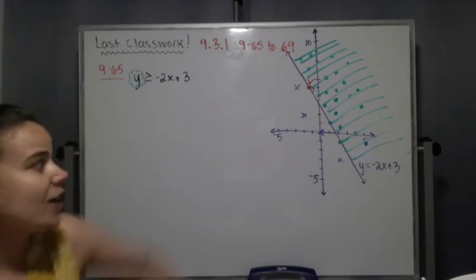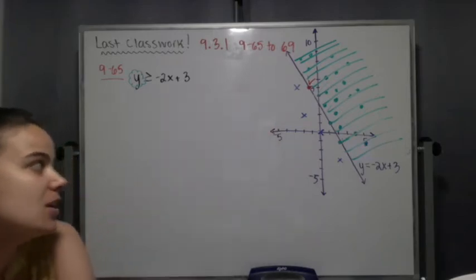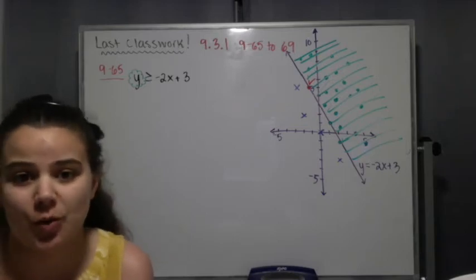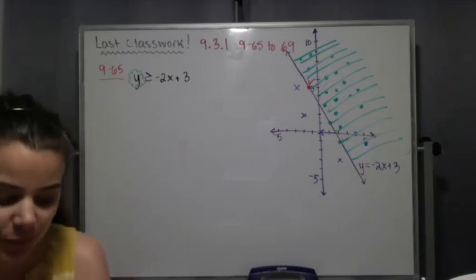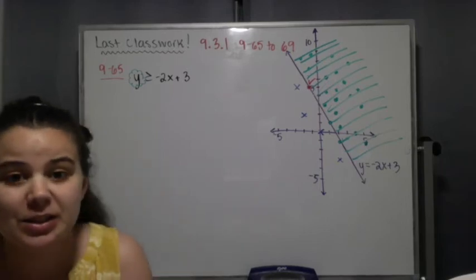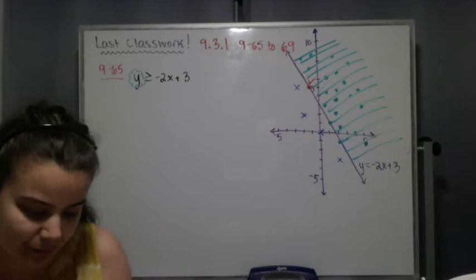If you don't believe me, try another point for yourself. You can try (3, 3) or (5, 1) or any of those points, and they should all make your inequality true. Super cool, big moment. We just discovered what it means to be the solution to a two-variable inequality.